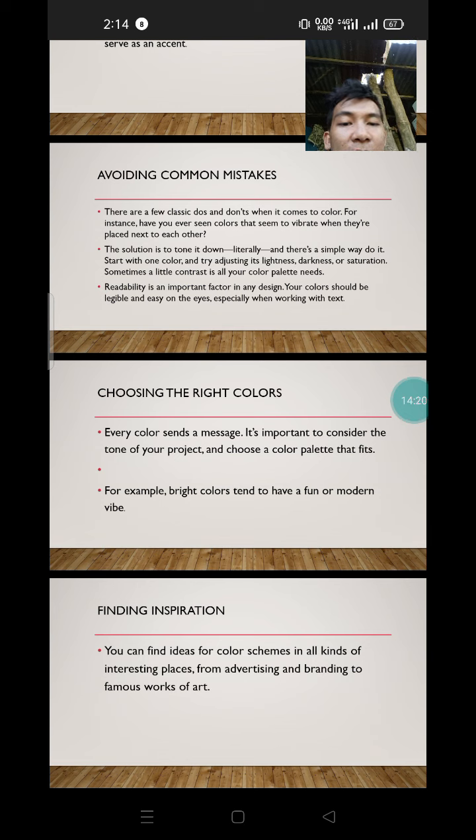Choosing the right color. Every color sends an image. It's important to consider the tone of your project and choose a color palette that fits. For example, bright colors tend to have a fun or modern vibe.